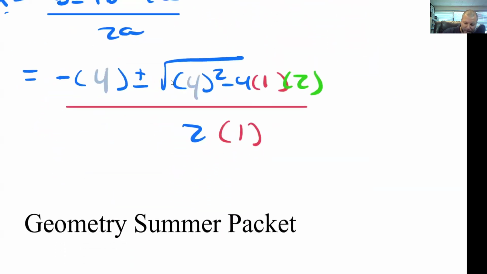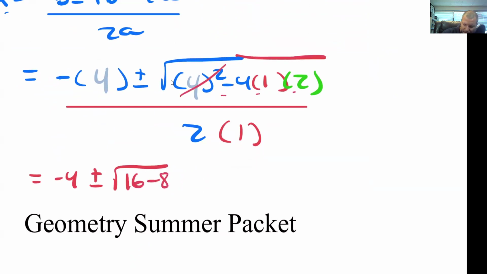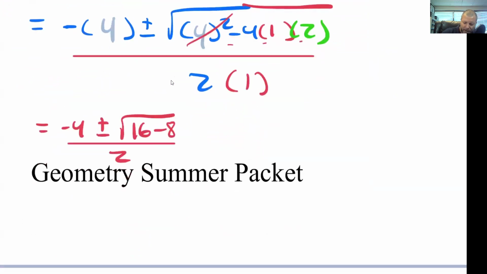Now we need to do some simplifying. Negative times 4 is negative 4, plus or minus. I'm going to get a 16 here, minus 4 times 2, so minus 8, all divided by 2 times 1, which is 2. So let's simplify this again. Negative 4 plus or minus 16 minus 8 is 8, all over 2.